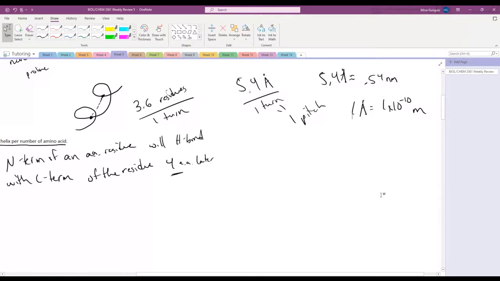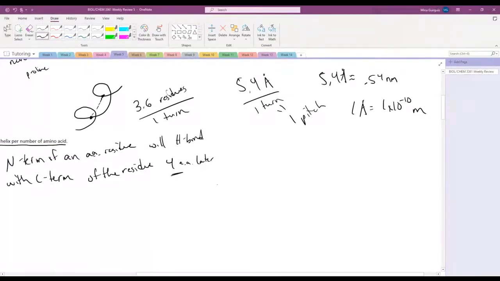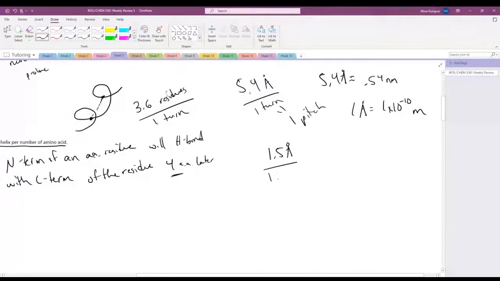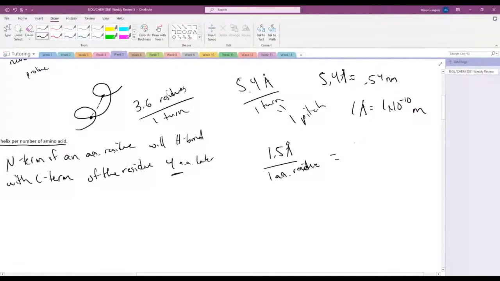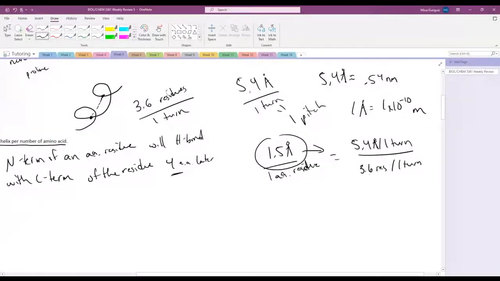I personally just think of it in terms of nanometers if I need to, but I know some people prefer meters. Okay? The third number that you may decide to know, and this is really, you can do all the math you need with these two numbers, but some people prefer to kind of combine them because it is a little bit easier. 1.5. And specifically, it's 1.5 angstroms per amino acid residue. So the reason that some people will use this number instead is this number is equal to 5.4 angstroms per one turn divided by 3.6 residues per one turn. So it's really those two numbers.